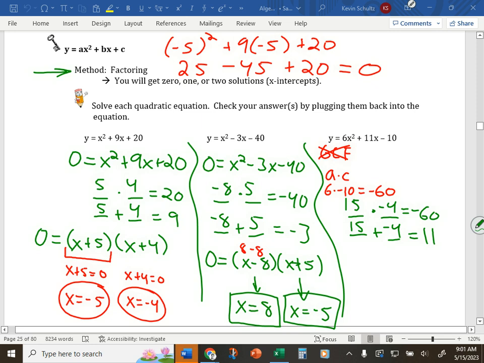Okay? Positive 15, negative 4. Now, remember, the other key to this here, when we set up our parentheses, what are we starting them with? 6x. Right? Not just x, 6x. That coefficient to our x term kind of changes everything here.